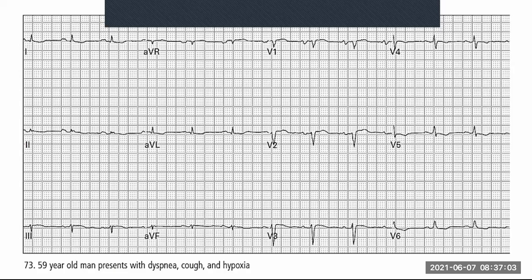So start first. We know the P waves here don't look normal. What about the QRS complexes themselves? Are they normally this small? No, they're normally a little bit larger, aren't they? So what would make them small? What do you think?